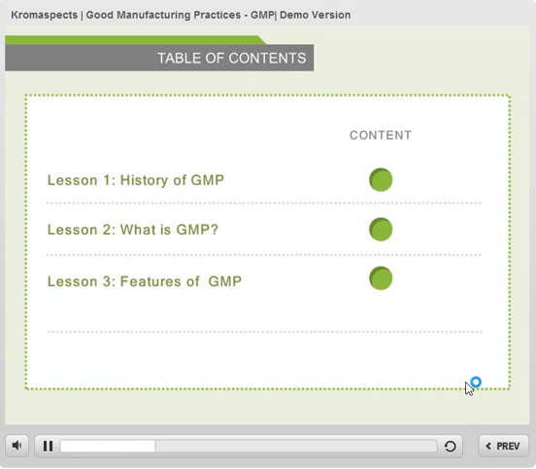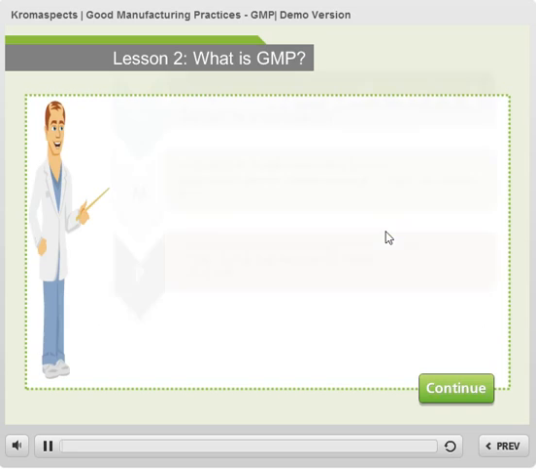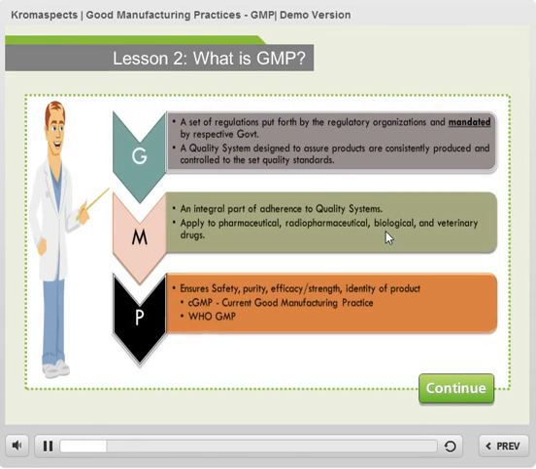Please select the lessons to continue. GMP refers to good manufacturing practices. It is practiced all across the globe to ensure safety and security of the products manufactured. Go through the detailed information.